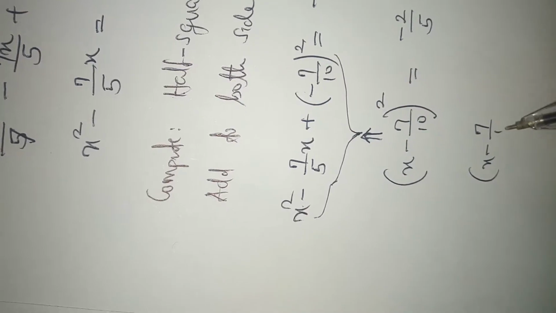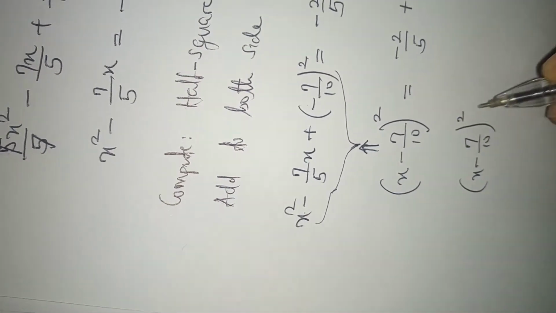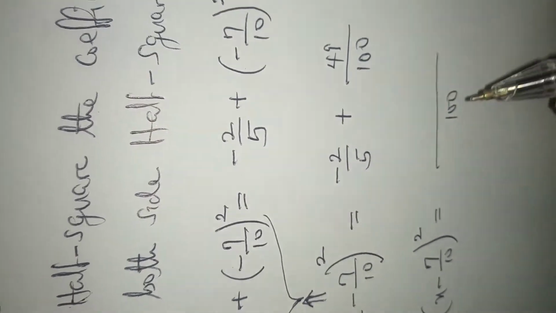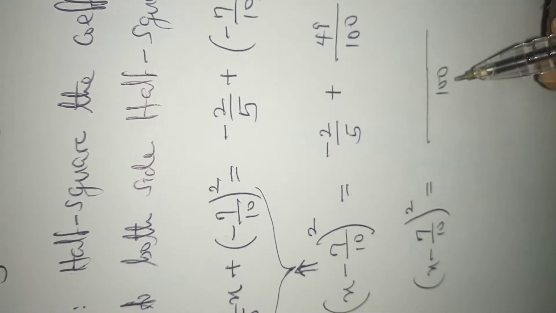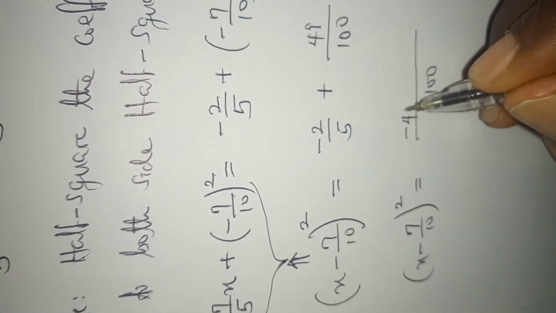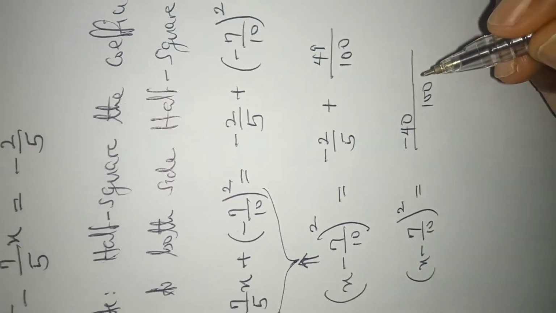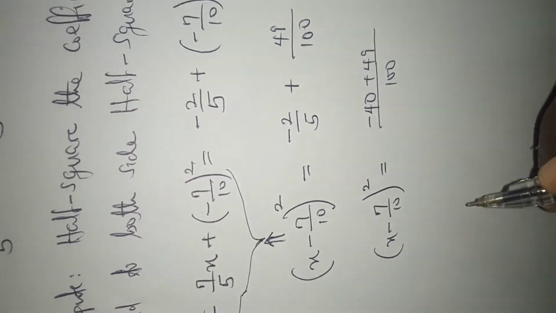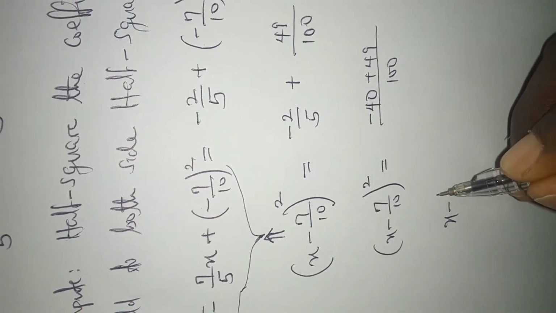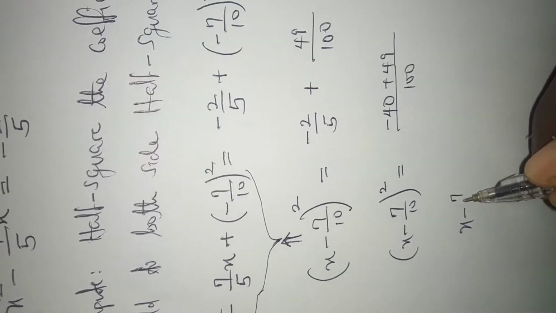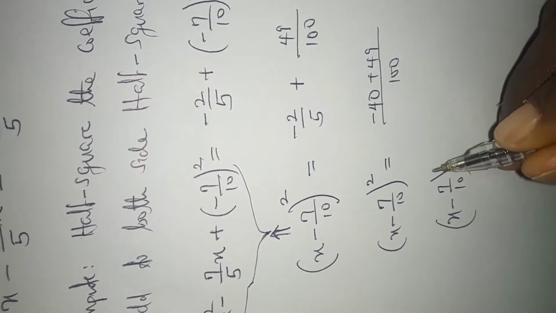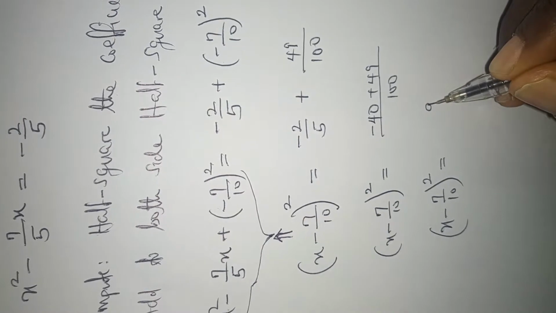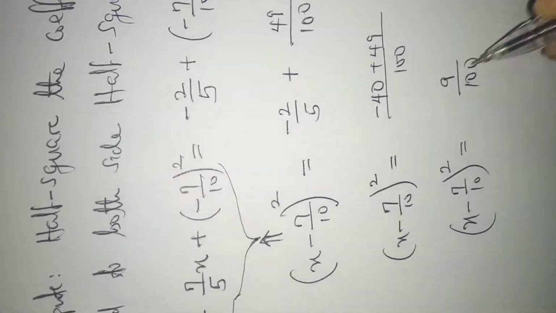X minus 7 over 10 squared equals, the LCM is 100. 5 in 100, that's 20. Times 2 minus 40 plus 49. X minus 7 over 10 squared equals 9 over 100.